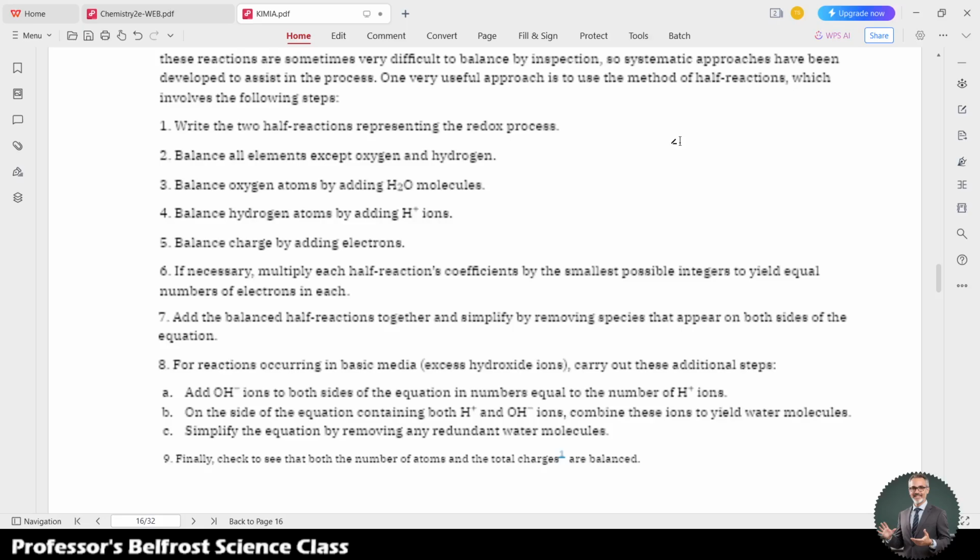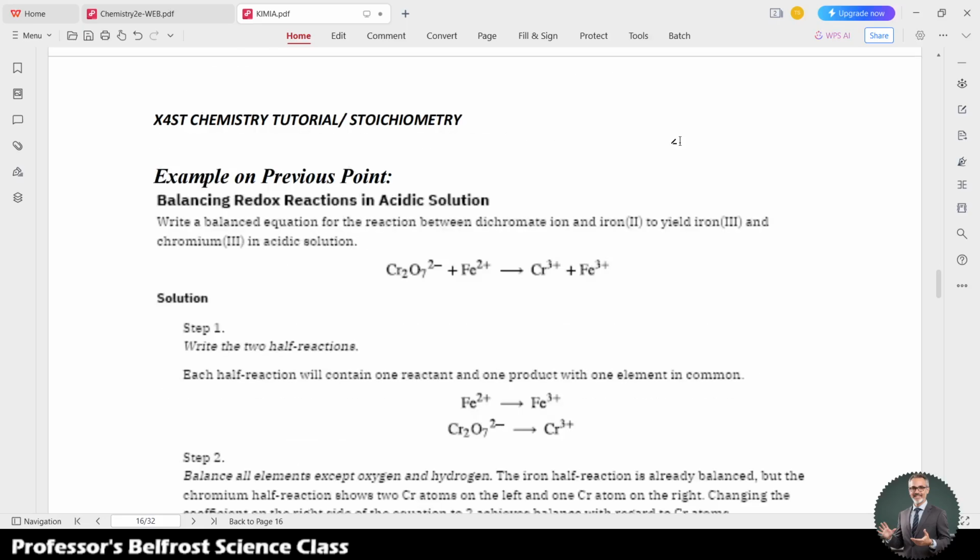Seven, add the balanced half reactions together and simplify by removing species that appear on both sides of the equation. Eight, for reactions occurring in basic media, carry out these additional steps: A, B, C. And nine, finally, check to see that both the number of atoms and total charges are balanced. Okay, this is a very long list. Let's dive into the example so you can see the things that are pointed out clearly.